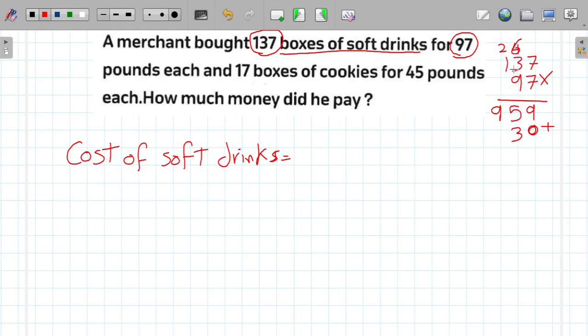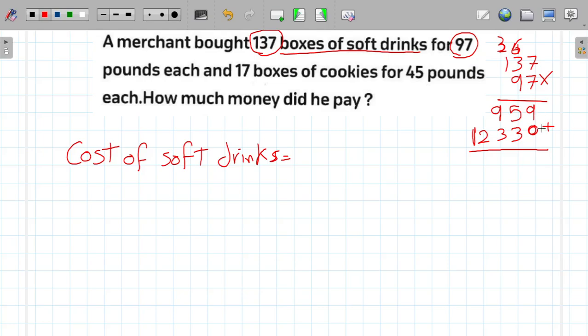9 by 3 equals 27, and 27 plus 6 equals 33. So I will write 3 and carry up 3. 9 by 1 equals 9, and 9 plus 3 equals 12. So I will write 12. Okay, so after that I will add the two numbers.